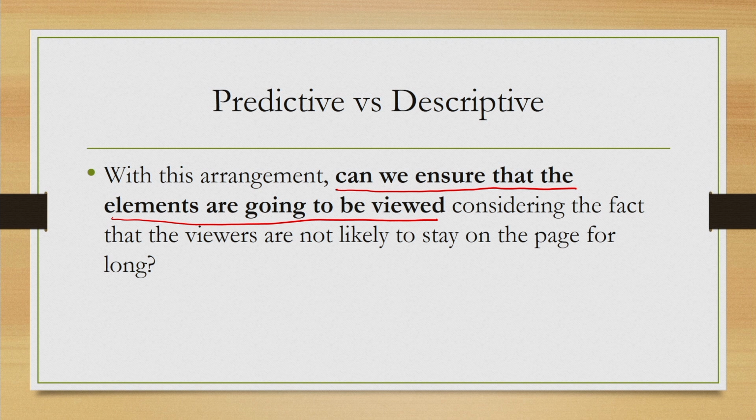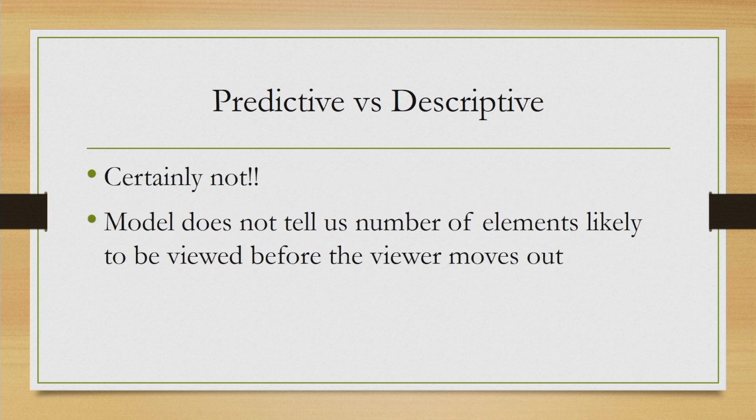Because there is also the fact that the viewers are not likely to stay on the page for a long time. So, when we ensure that the elements are arranged in a way such that this left to right viewing behavior and the F trajectory shaped behavior are supported, can we ensure just with this arrangement that all the elements on the page will be viewed by the end users, since viewers are not likely to stay for long? That is not possible.